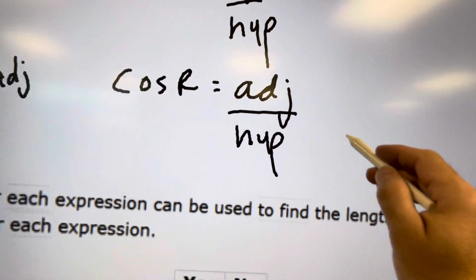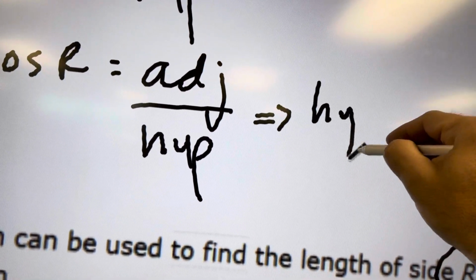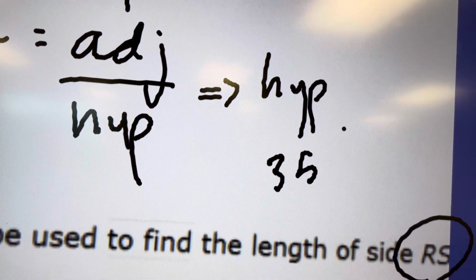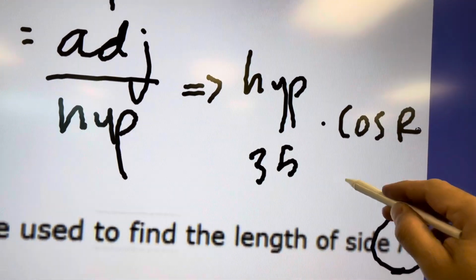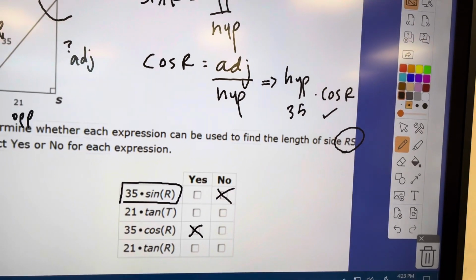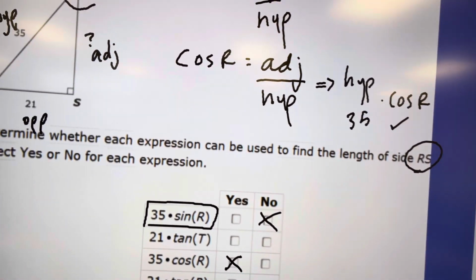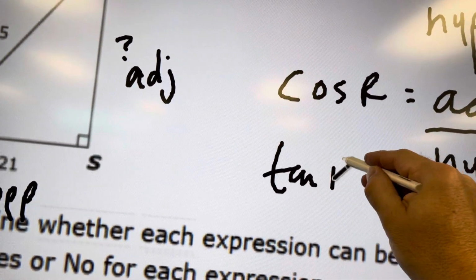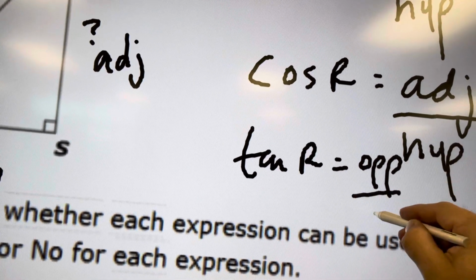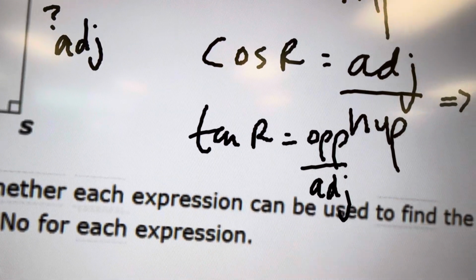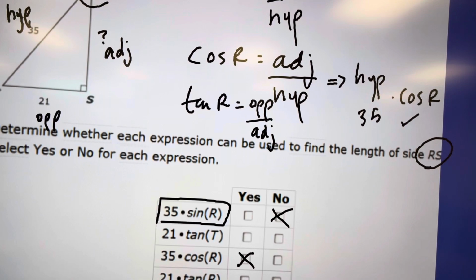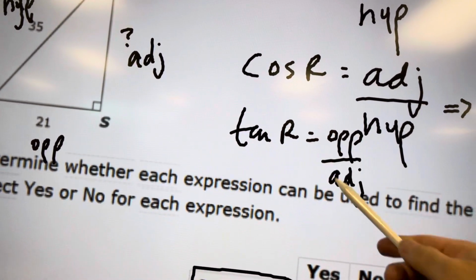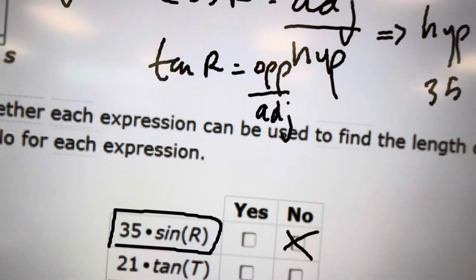So this is the hypotenuse, which is the 35, times the cosine of R. So yes, that one works. I like that one. What about the tangent of R? That's opposite over adjacent. So the tangent of R is opposite over adjacent. That makes sense, but it doesn't work because it's saying that's going to multiply by 21. But that's opposite is 21, so multiplying by adjacent. So you know what? It doesn't work that way.